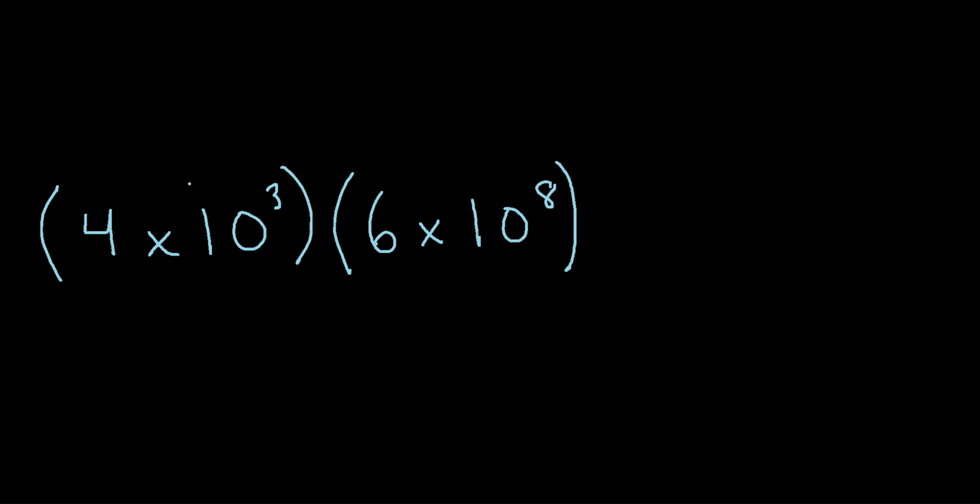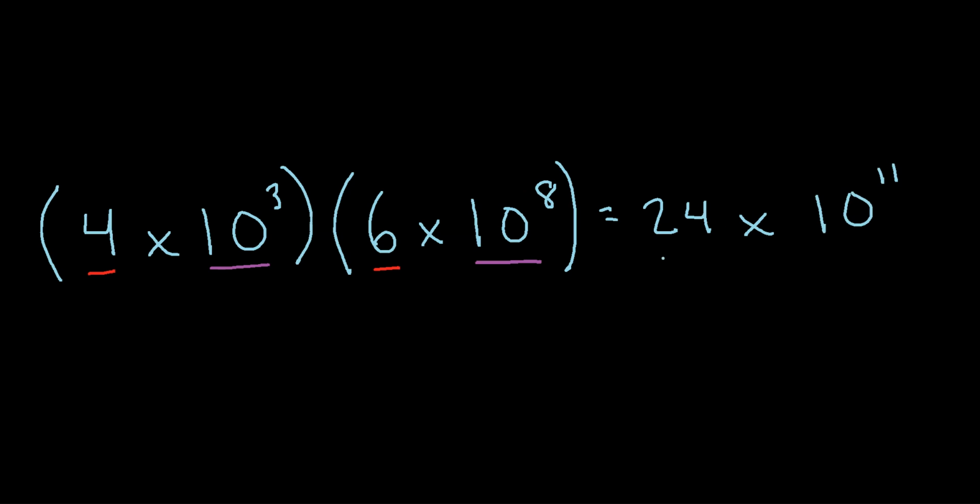Let's say we have 4 times 10 to the third, and that's all multiplied by 6 times 10 to the 8th. So again, to multiply these two values in scientific notation, we will first multiply their coefficients, the numbers out front, and then we'll multiply the values with tens as the base. So we would get 4 times 6 is 24, and that's multiplied by 10 to the third times 10 to the 8th. Once again, they have the same base, so we're just going to add their exponents. So 3 plus 8 is 11. So we get 10 to the 11th.